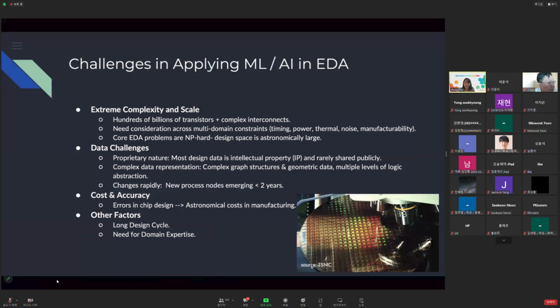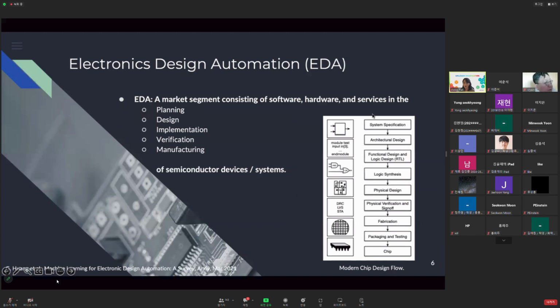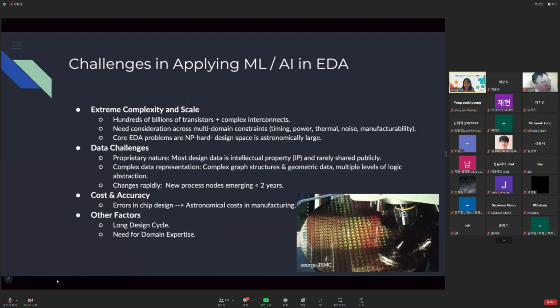I think that's the reason why the chip industry or EDA is a little bit more conservative to apply ML or AI, because of the cost. And there's a long design cycle, typically going from here to there takes a couple of years, I would say. So that's a long design cycle, and we also need the domain expertise.